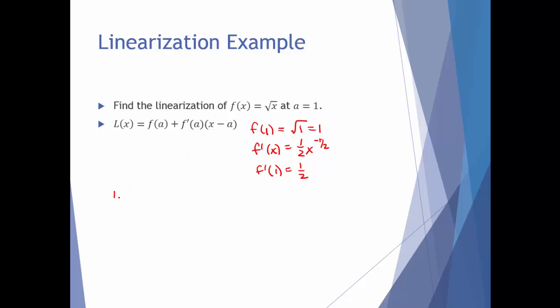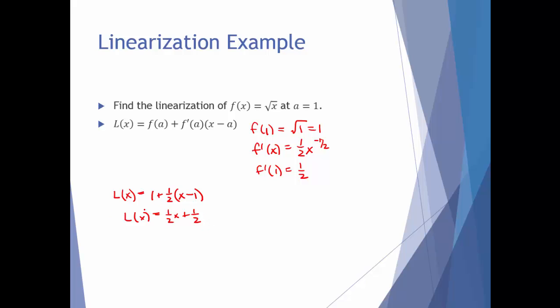So we'll have the linearization as a function of x will be f of a, which is 1, plus the derivative of f at a, which is 1/2, times x minus a. And if you solve that for the linearization, just clean it up a little bit. Well, it's already solved. We'll just clean it up. We get 1/2 x, minus 1/2 plus 1, so that will be plus 1/2.